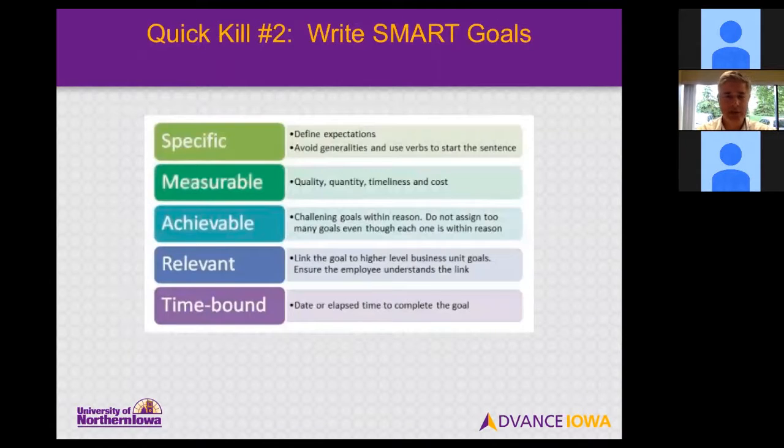Here's the second quick kill. Hopefully, some of you are already employing the strategy of setting goals, and setting goals that are SMART. This is a well-known and used goal-setting acronym, SMART standing for S for specific, so you're defining exactly what the expectations are, avoiding generalities in your language.